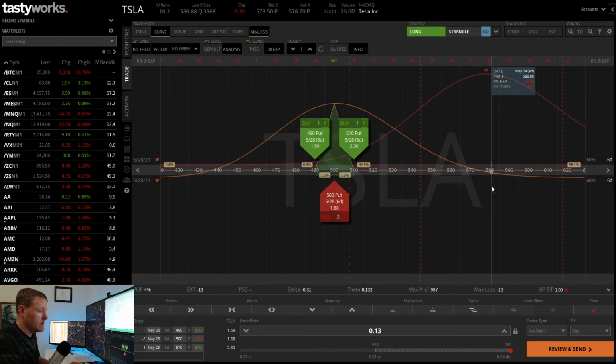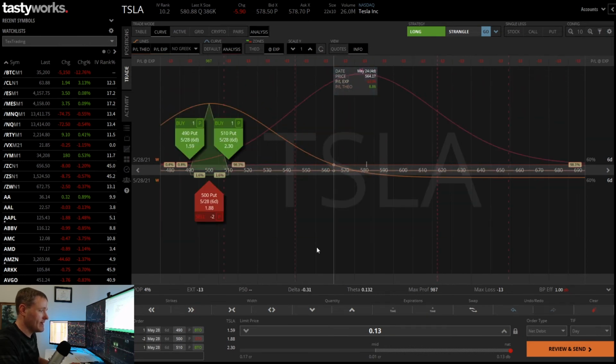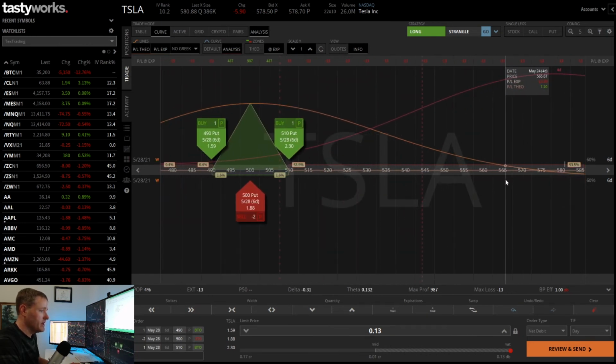And that is our max loss on the trade. But our max profit is $987. However, our probability of profit is only 4%. So it's incredibly low because we have to be really right on this trade. We need Tesla to really sell off down to 500 where our short puts are here, and we need it to close right there. If Tesla were to close exactly at 500 on the day these contracts expire, we would make max profit. Obviously, that's probably not going to happen.